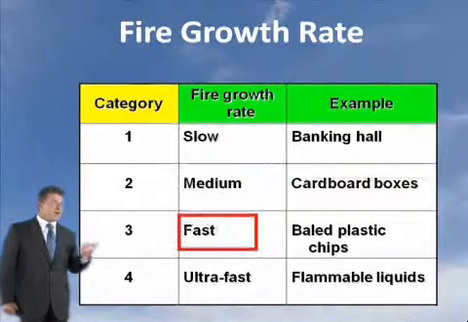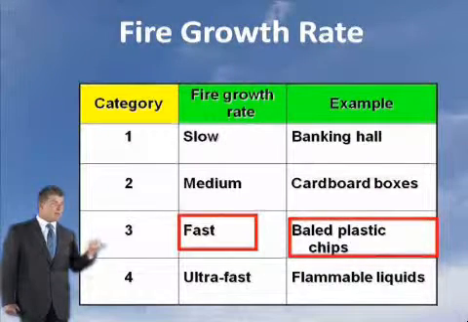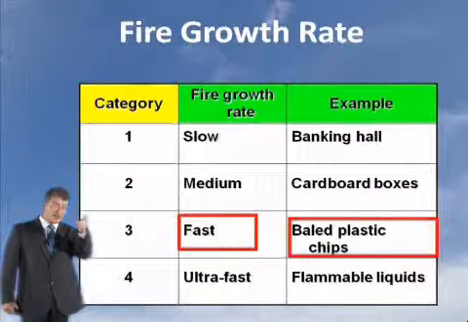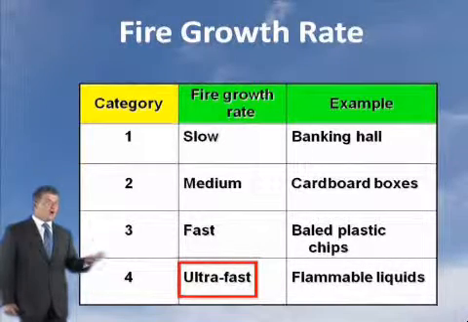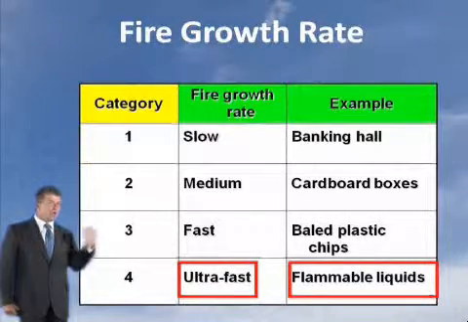You've also got a fast fire growth rate where you've got baled thermoplastic chips. If you've got them in your office, it's the 3. Stacked plastic products or baled clothing. And ultra fast is any flammable liquids or expanded cellular plastics and foam. So it gives you an indication there's 4 different fire growth rates.